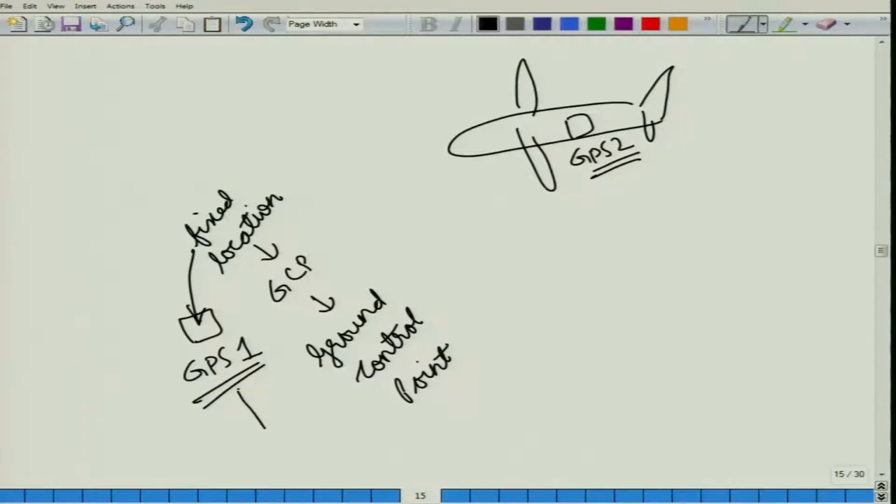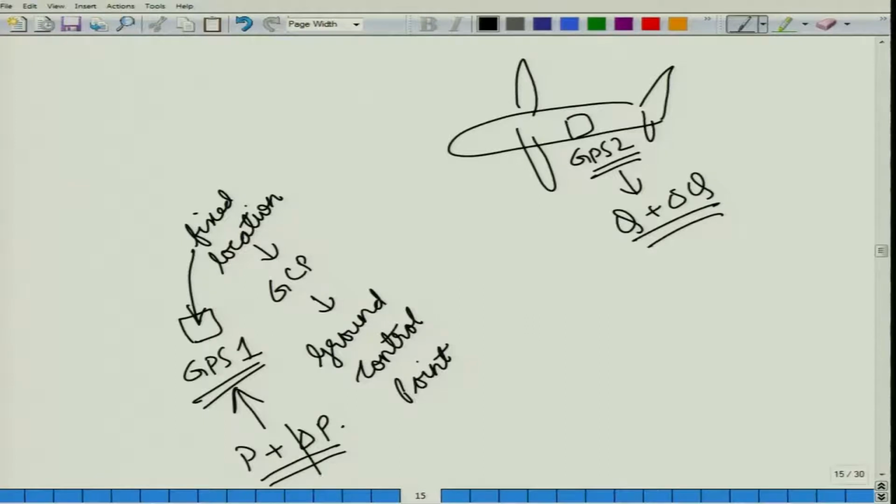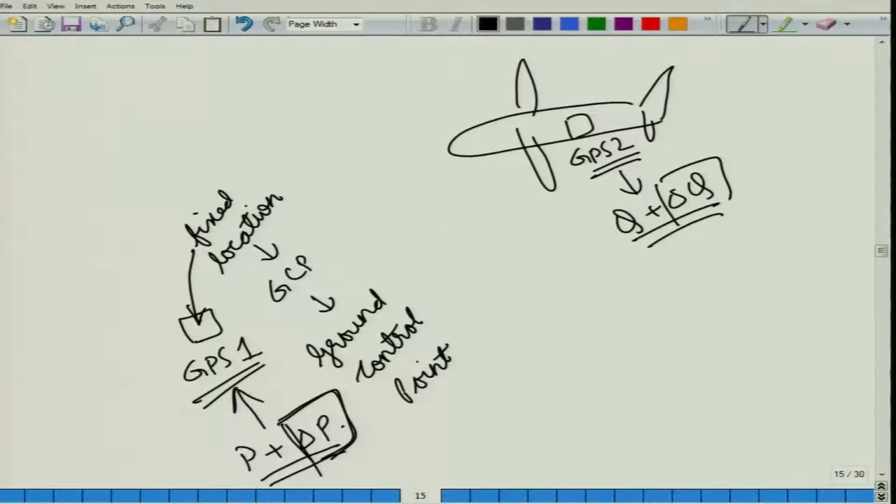So, suppose our reading of our position here had P plus delta P, and this one had Q plus delta Q. So, P and Q are the positions and delta refers to the error margin. Now, if these 2 points are close by, then any delta P that is occurring here because of the positions of the satellite, because both these instruments are the same, the satellites are the same. So, this error would be the same in both the conditions.